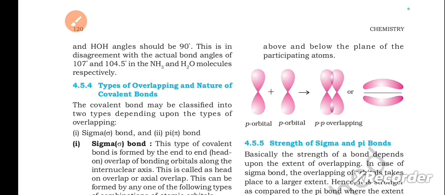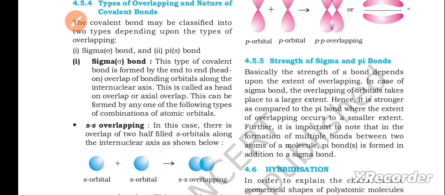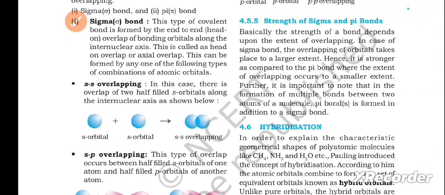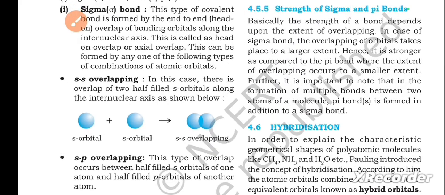The covalent bond may be classified into two types depending upon the types of overlapping. First one, sigma bond. Second one, pi bond. Sigma bond. This type of covalent bond is formed by the end-to-end head-on overlap of bonding orbitals along the internuclear axis. This is called as head-on overlap or axial overlap. This can be formed by any one of the following types of combinations of atomic orbitals. ss overlapping. In this case, there is overlap of two half-filled s orbitals along the internuclear axis as shown below.